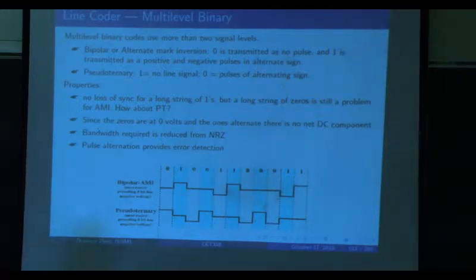Any questions on this? That's easy, right? The third lab is like this, right?